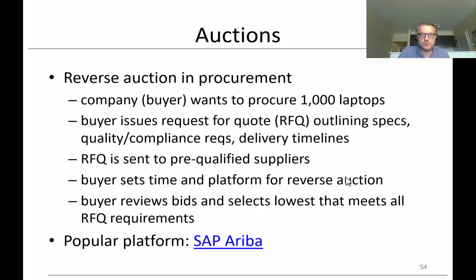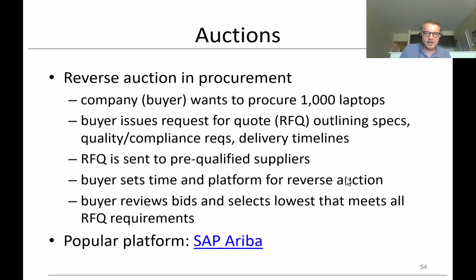Let's have a look at how this works in procurement. A company wants to procure 1,000 laptops. The buyer, or the company, issues a request for quote. It says what the specifications for the laptops are, what processor, what screen, and so on, what the quality or compliance requirements are, what the delivery times are. And then the request for quote is sent to pre-qualified suppliers, suppliers of whom the company knows that they're trustworthy, that they can provide the service.